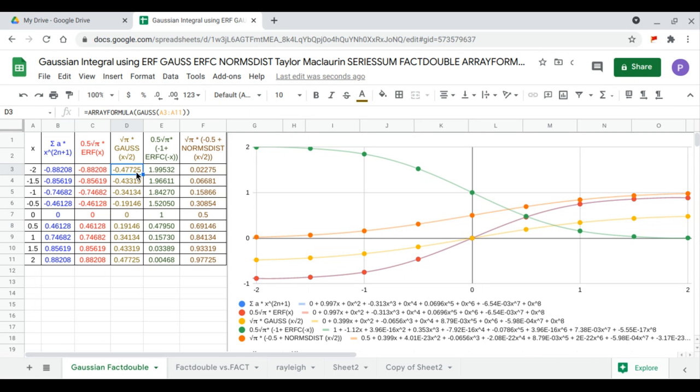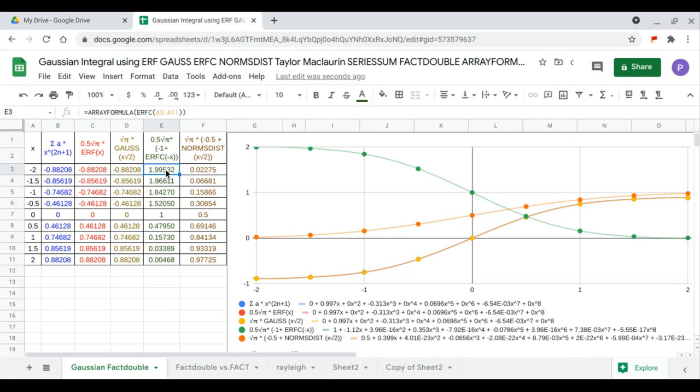Next, we modify the Gauss function. There is a square root of 2. So multiply x by square root of 2. Then multiply square root of pi right outside. So that is times square root of pi. So the Gauss function and the error function and the Gaussian integral have the same datasets. Their trend lines are the same. Their polynomial regression coefficients are also the same.